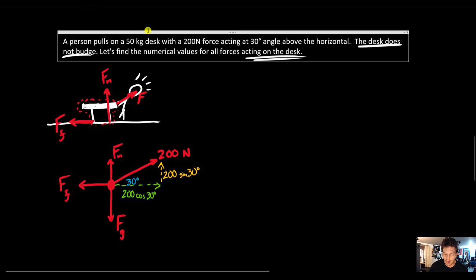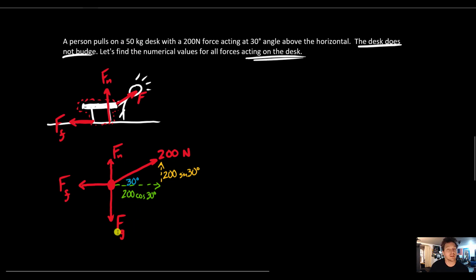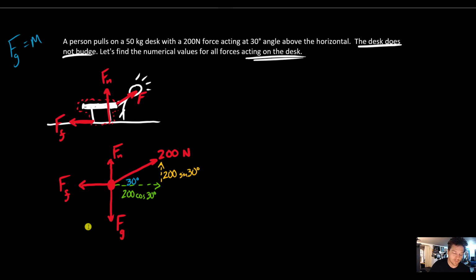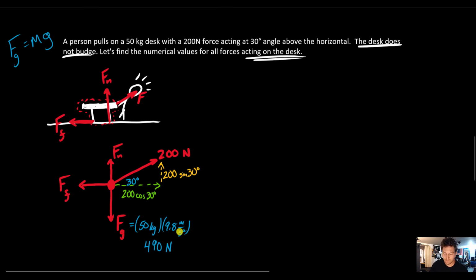Let's see, what else do I know? The desk has a mass of 50 kilograms. So that lets me know I can actually figure out the force of gravity. Remember we have our equation. I can always find the force of gravity if I know the mass, because all I need is the mass and I multiply it by the acceleration of gravity, right? So this is going to be 50 kilograms times 9.8, since this problem is most likely taking place on Earth. So that's 490 newtons. Okay, so now we're going to approach this from Newton's second law.